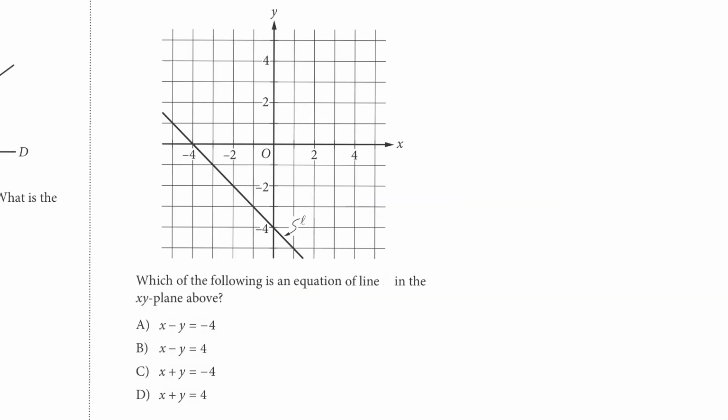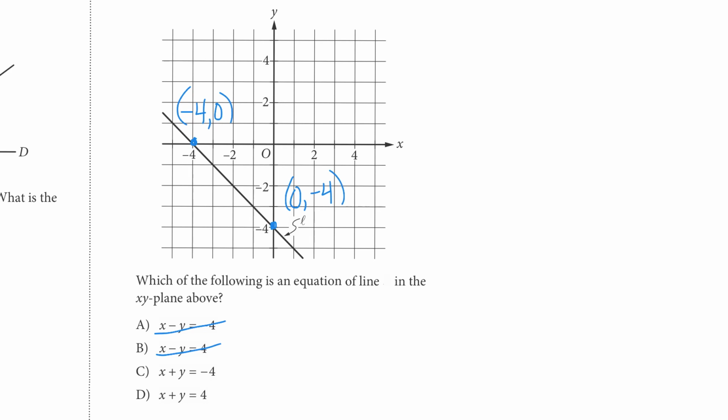Okay, problem number 9. You have a line here, and they want the equation of the line in the xy plane. Now we could find the slope and the y-intercept and rewrite it, but these are in standard form. They're not in slope-intercept form. So what I'm going to do is look at this point here, which is the x-intercept. When x is negative 4, y is 0. And if we take a look at this point here, that's the y-intercept. When x is 0, y is negative 4. We know we have a negative slope, and this one right here would be a positive slope. So it's either C or D.